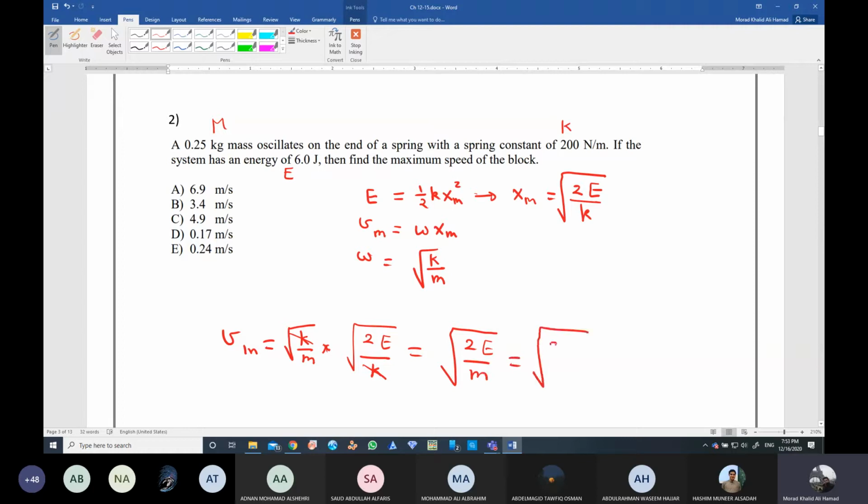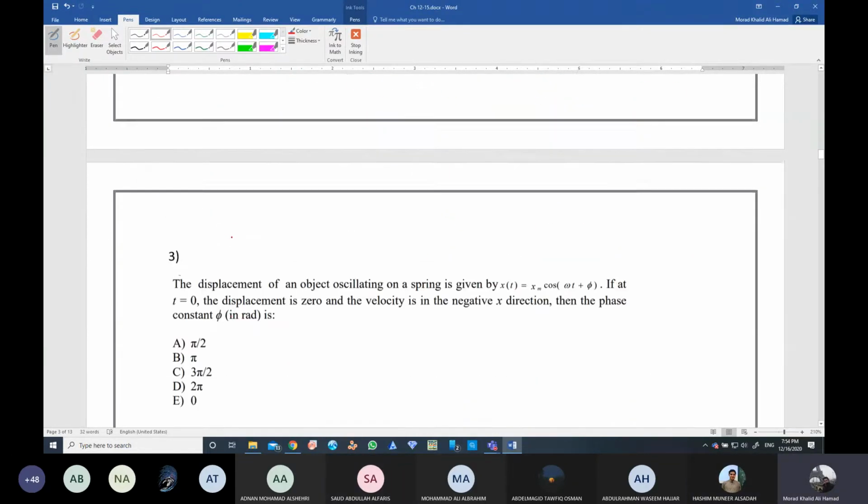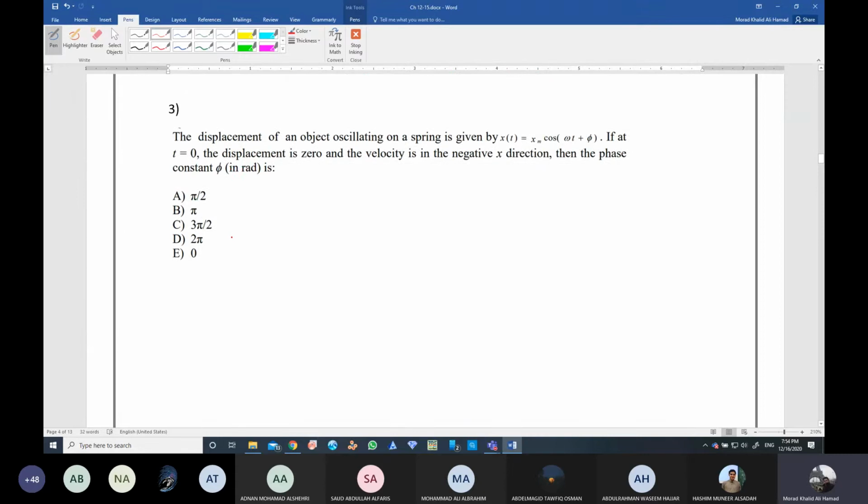Substitute our values: 2 times E, which is 6 joules, divided by the mass 0.25. If you calculate this, the answer is something like 6.9 meters per second, which is the correct answer. Clear, Shabab? All clear. Okay, Shabab. Now, one more question.